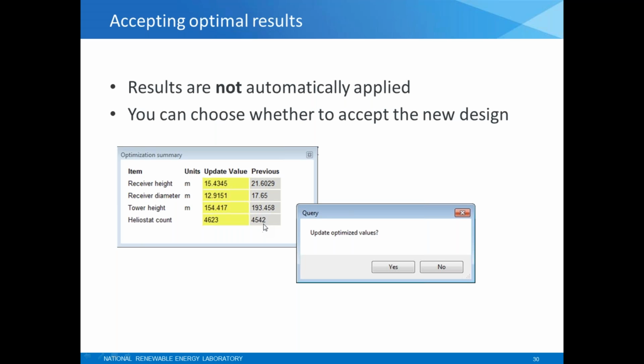So as we started out, there were this many heliostats. These were the dimensions, and the optimal solution was this. So it's a little bit more in terms of heliostats, but you're saving costs in the tower and the receiver. So we would click yes and accept that, and it would automatically update the case.